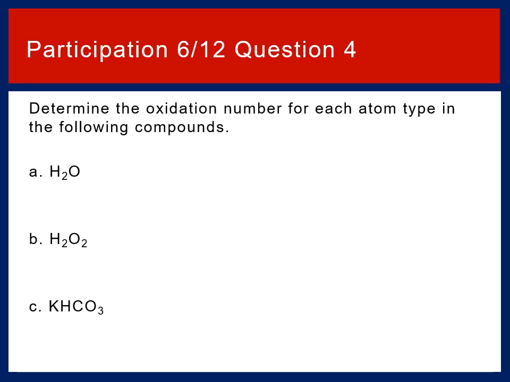Participation 612, question 4. Determine the oxidation number for each atom type in the following compounds. A, H2O, B, H2O2, and C, KHCO3. This is the 4th question on participation 612, due Friday, June 12th at 11:59 p.m. over on Blackboard. Link to the assignment is right below the links to these videos. Again, determine the oxidation number for each atom type in the following compounds. A is water, B is hydrogen peroxide, and C is potassium bicarbonate.